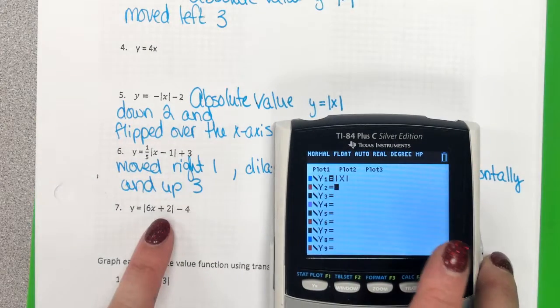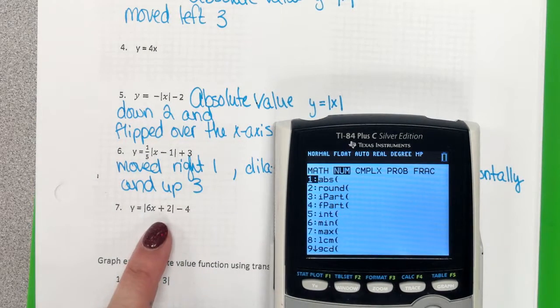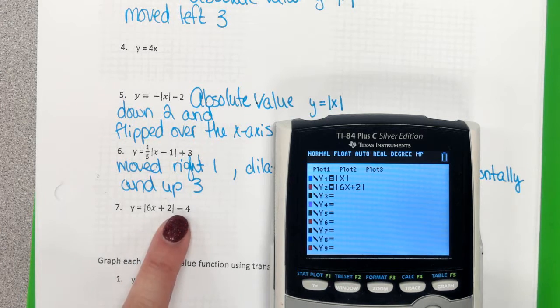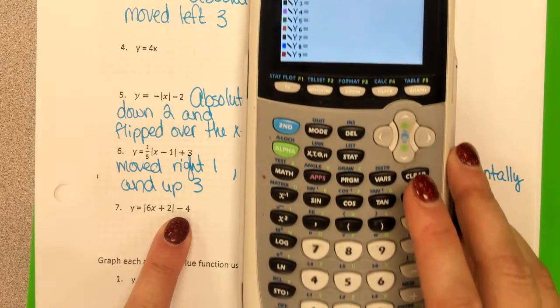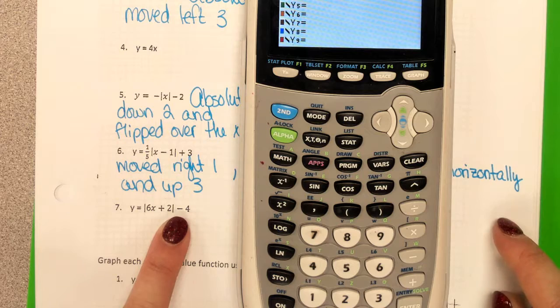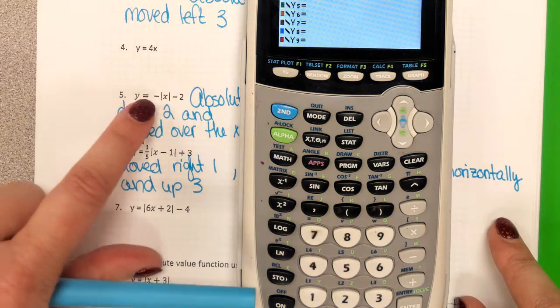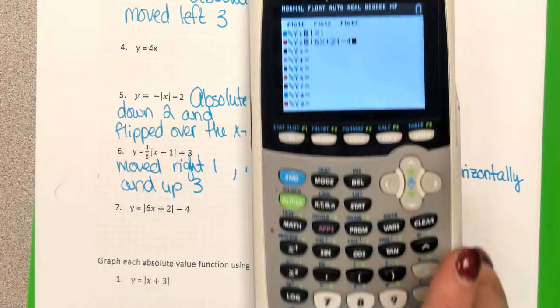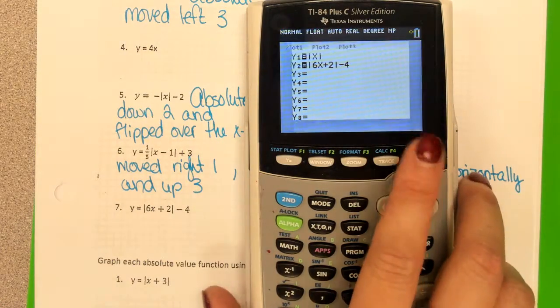All right, here we go. So we're going to go to math, over to number, hit enter, and the only thing inside is 6x plus 2. And then we're either going to close our parentheses or hit the right arrow button. And you need to make sure you hit subtract. The only time you hit the negative button is if it's in the very, very front. Everything else is subtract. All right, let's hit graph.